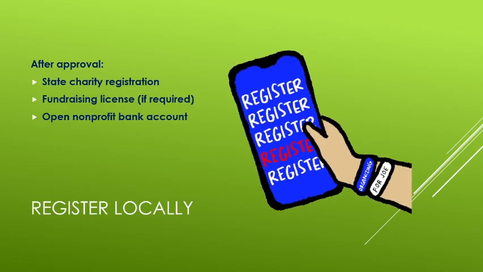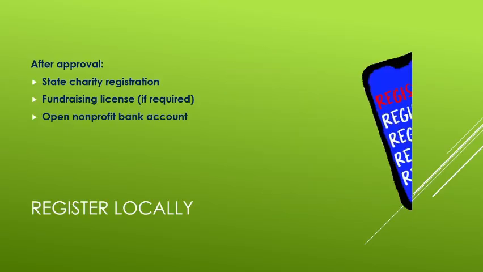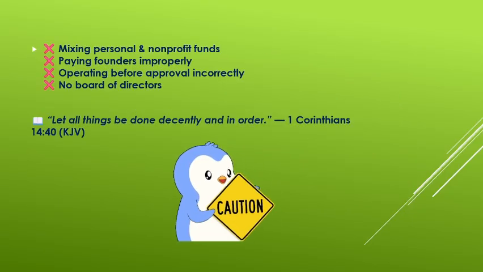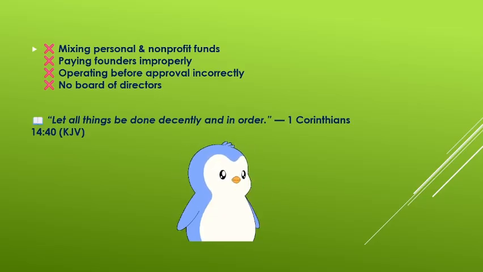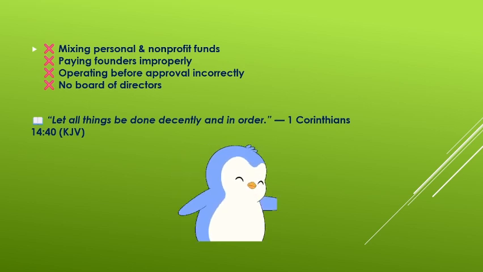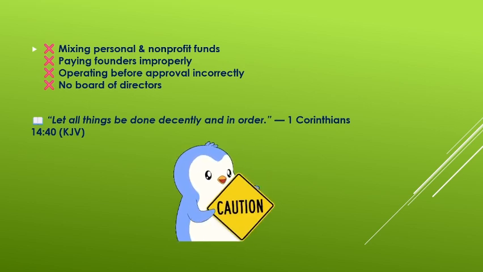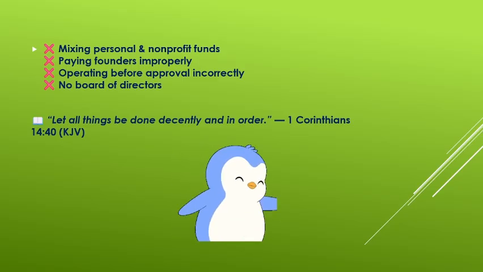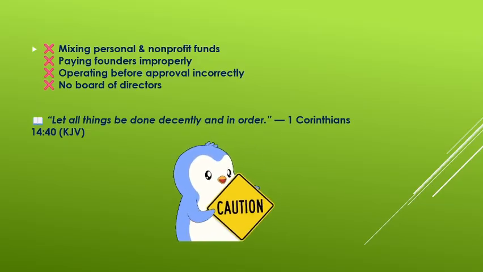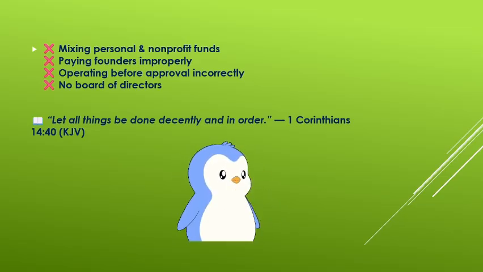You have to register locally with the state as a charity, get a fundraising license, and open a bank account because the funds have to go in there. And you cannot mix personal and nonprofit funds. Like for Unity Group Services Inc., everything is separate. Whatever money comes in goes to that account. And you have to be careful not to pay the founders improperly. There's a certain amount that is dictated for paying. So there's a lot of intricate details that go into this.